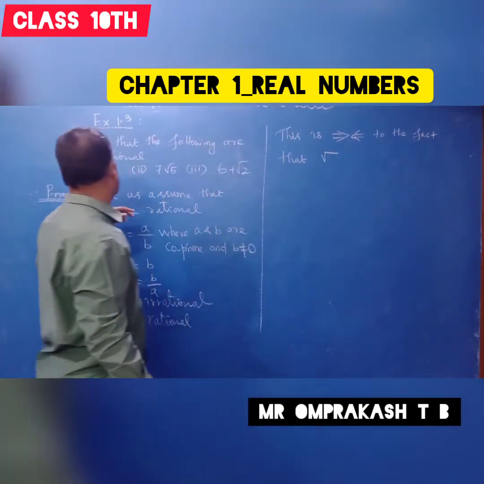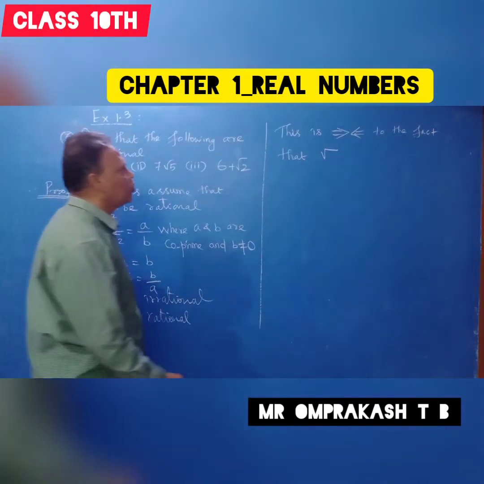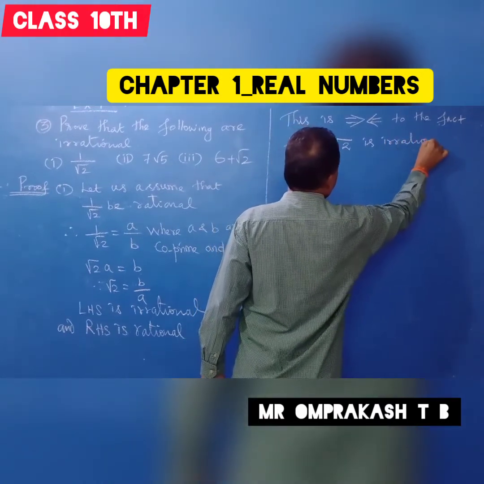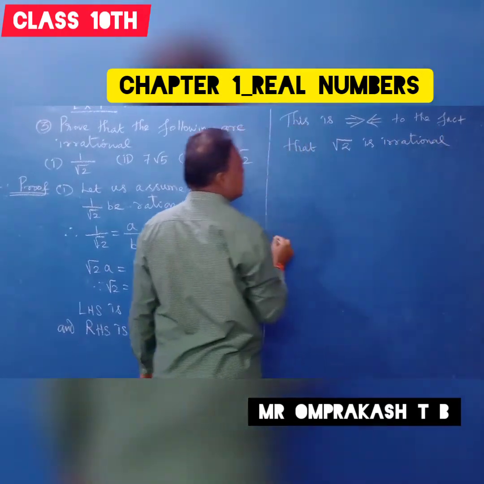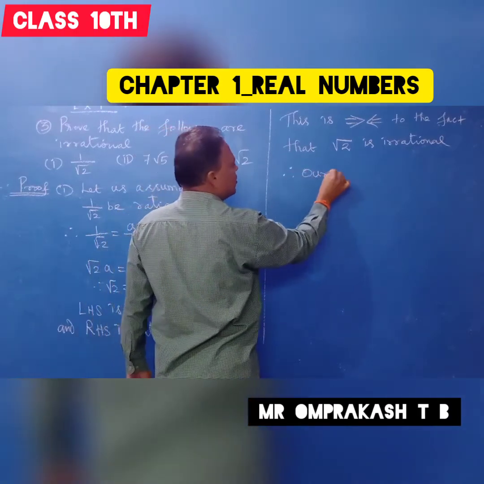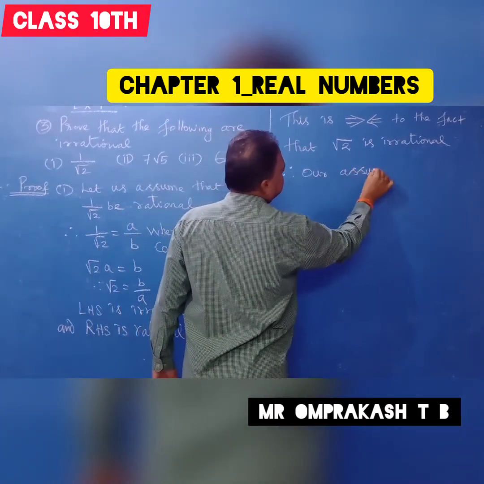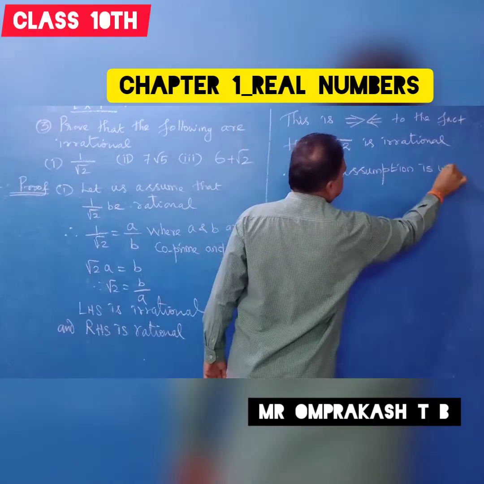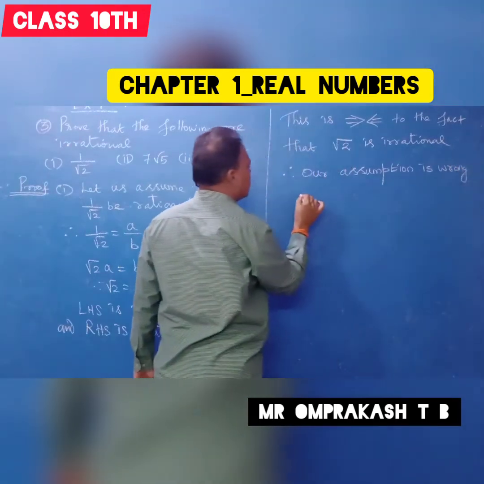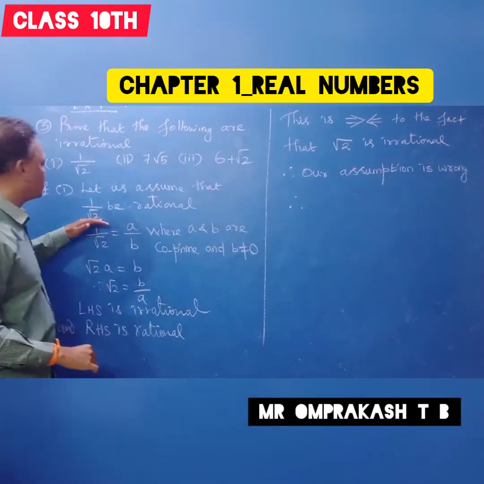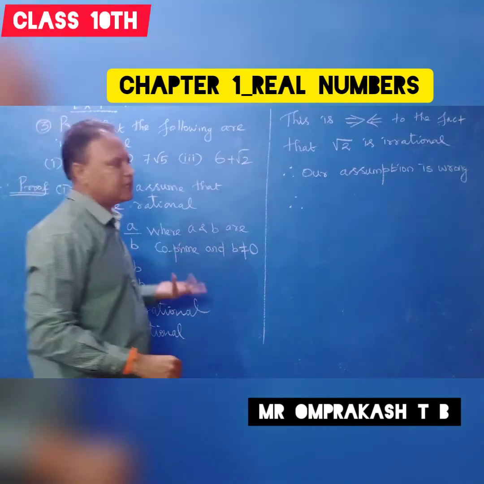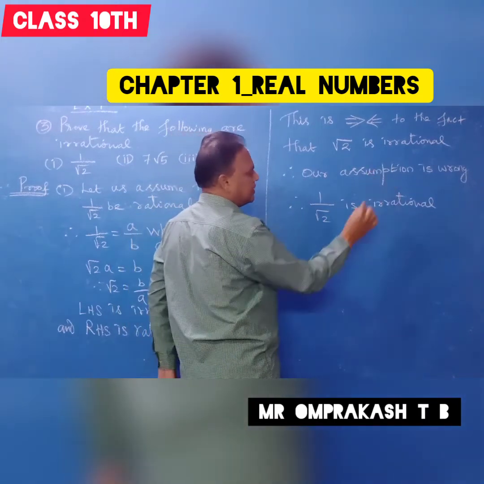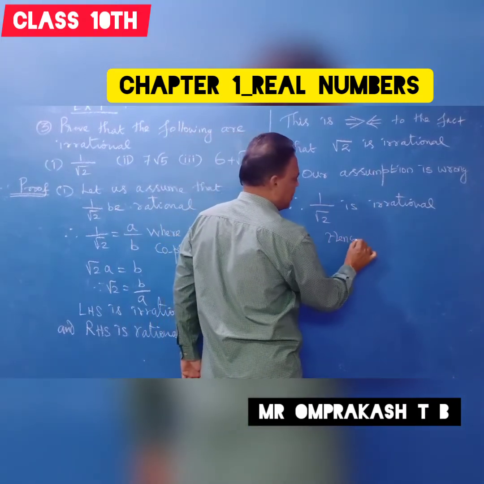here what is there? Root 2. So root 2 is irrational. Because root 2 is irrational, this is a contradiction. Therefore, our assumption is wrong. When our assumption is wrong, then what will happen? 1 by root 2 is not irrational, therefore 1 by root 2 is rational. Hence, true.